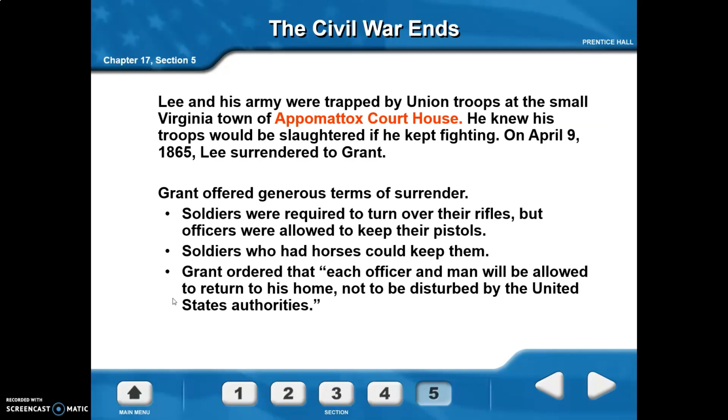And the Union troops were actually celebrating after the surrender, and Grant cut that out real quick. He said, we're not cheering. These men are our countrymen again. We are now brothers again. We're no longer fighting each other.